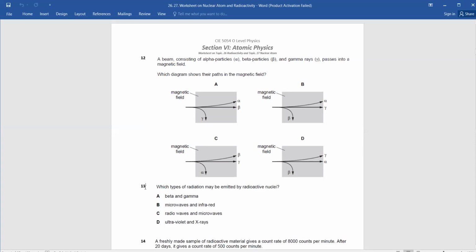Which types of radiation may be emitted by radioactive nuclei? A, beta and gamma. Yeah, so you got a similar question before, right? Yes, we did. In the last class also we got.